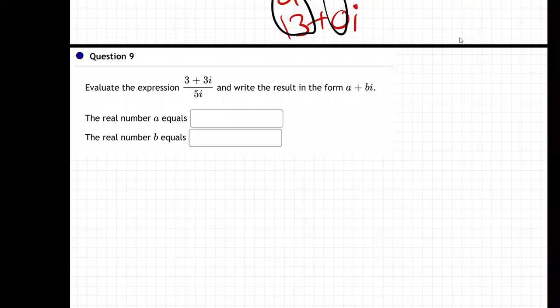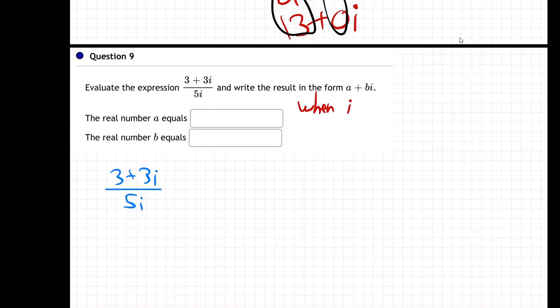Okay, so on this one, we have this fraction. And so basically, here's the deal. When you have an imaginary number on the bottom like this, you have to get rid of that imaginary number. So what do we do? So let me write a note.